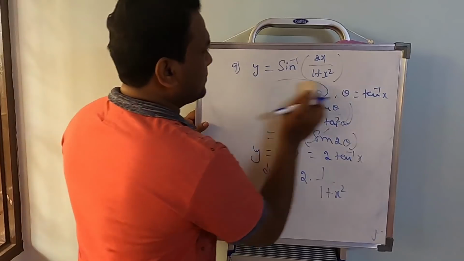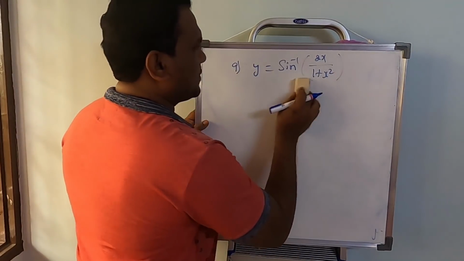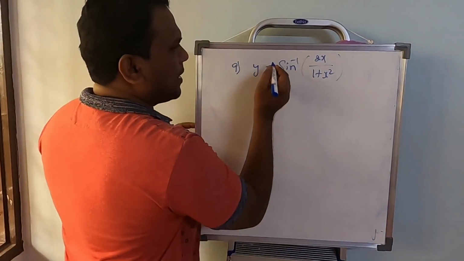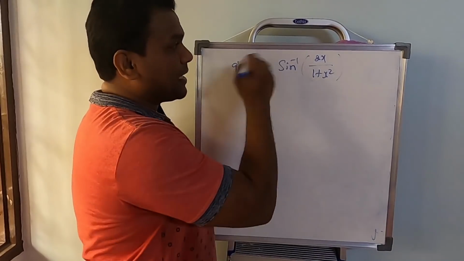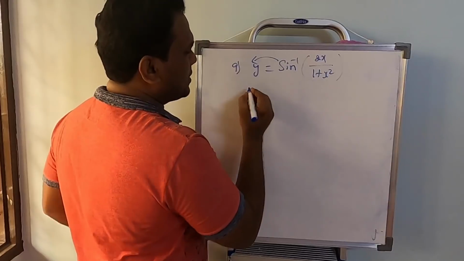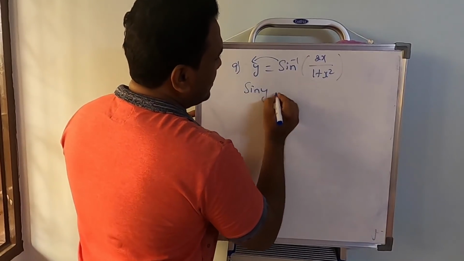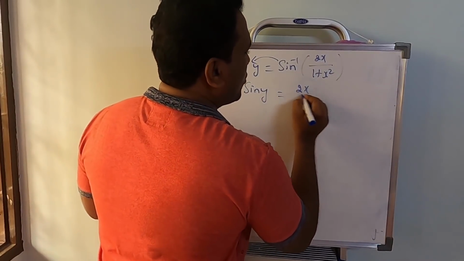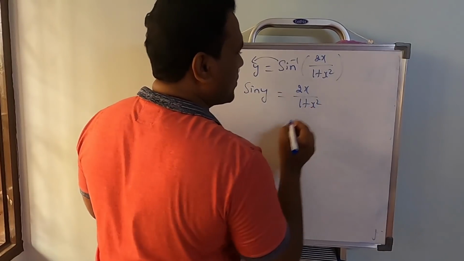If not, there is one easy method. I should not say shift sine inverse. Actually I should say apply sine on both sides. So this is actually going to be sine y equal to 2x by 1 plus x square.